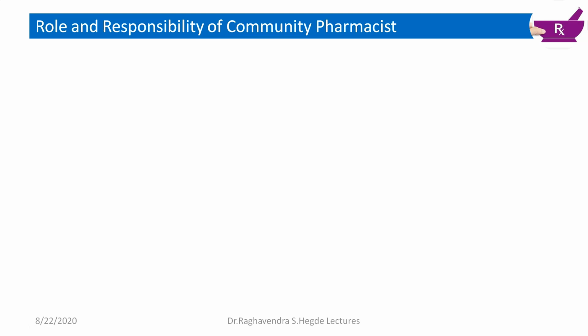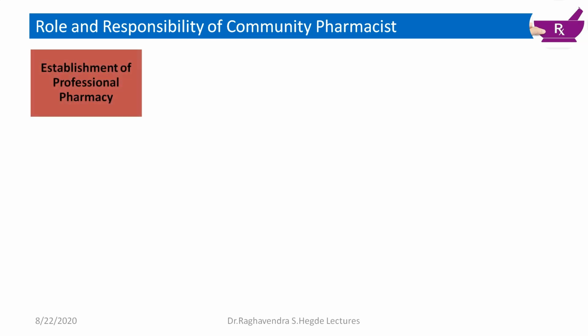Now let us understand the role and responsibilities of the community pharmacist. The community pharmacist role is a never-ending role. The first role, if I want to tell, is the establishment of a professional pharmacy. Dispensing of medicines from the community pharmacy outlet is a primary activity of professional pharmacists. Obviously, design and establishment of a professional pharmacy outlet is the first responsibility, because we are learning about establishment of professional pharmacy.